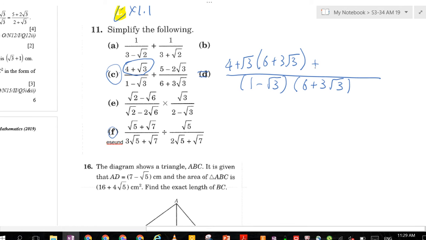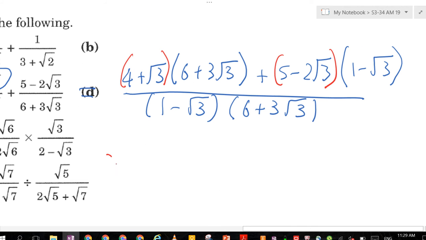Now, next one, plus 5 minus 2 root 3, bracket 1 minus root 3. Agree? Then use your special favorite color. Remember to put the bracket. Now I zoom in here. Does the denominator give you a whole number or not? No. So no choice, I got to expand one by one.